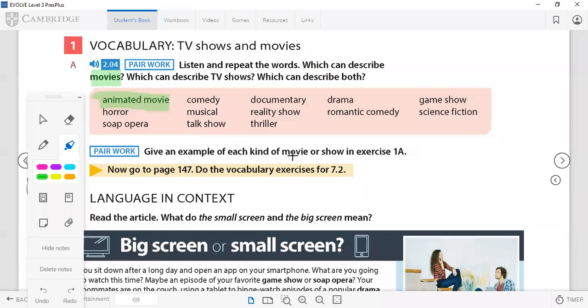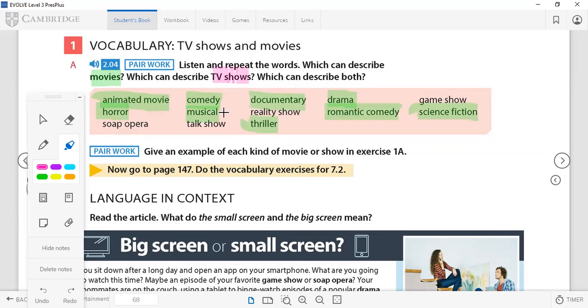Horror, for example? Another one, it can be comedy. Another one for movies, musical, why not? For movies, documentary, thriller. Another, drama, of course. For movies, science fiction, yes. And romantic, no? So check, we have this.